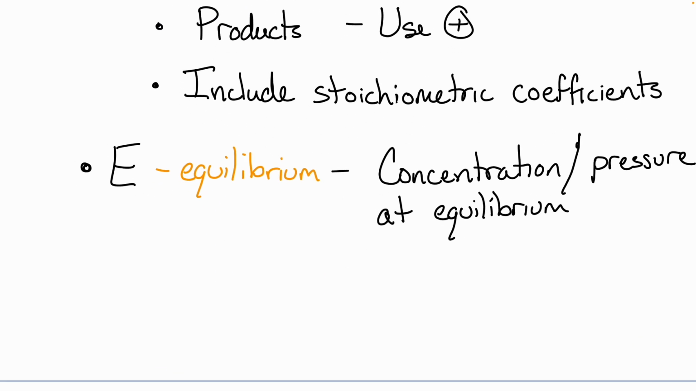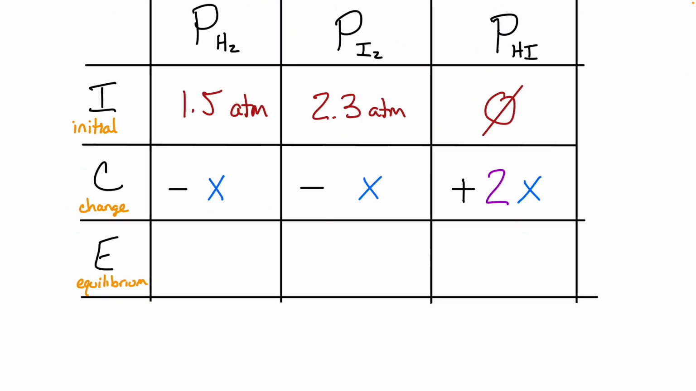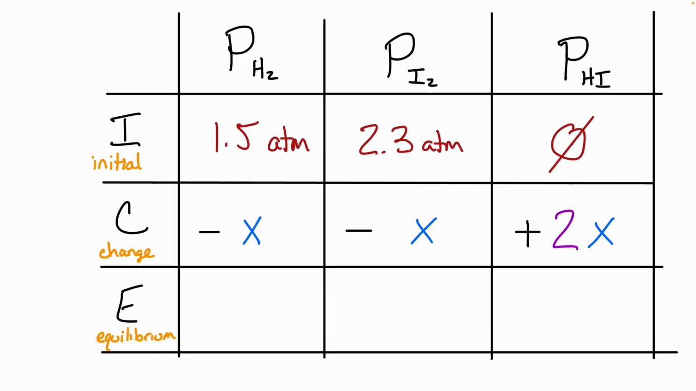All right, to fill out this E box, we're going to simply sum those first 2 rows. All right, so how you fill out the E box is you sum or add together the I and the C. Okay, so for my equilibrium pressure of hydrogen gas, that's going to be my 1.5 minus x. My pressure of iodine is going to be my 2.3 minus x at equilibrium, right? My initial amount minus however much reactant. And then for my equilibrium box of HI, it's going to be 2x plus 0, or just 2x.